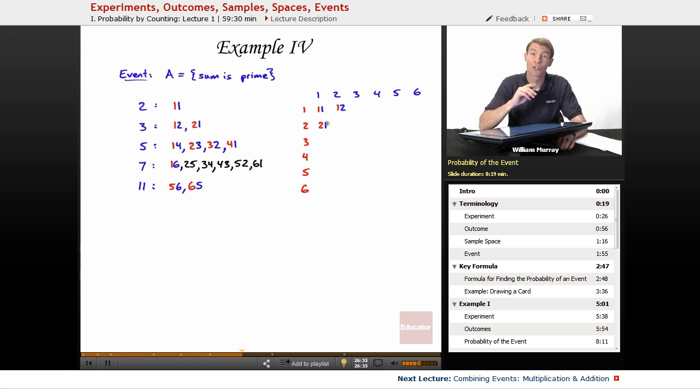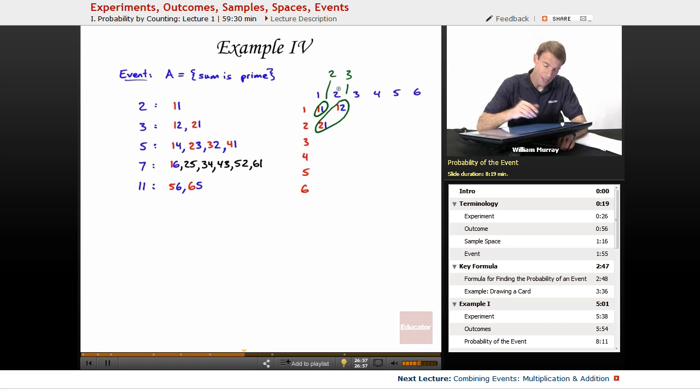But when we're trying to list totals, if we look at the total of 2, let me circle that in green here, the only way to do it is by getting a 1, 1. That's a total of 2. If we want a total of 3, we could get a 2, 1 or a 1, 2. So those are the ways that you get a total of 3.